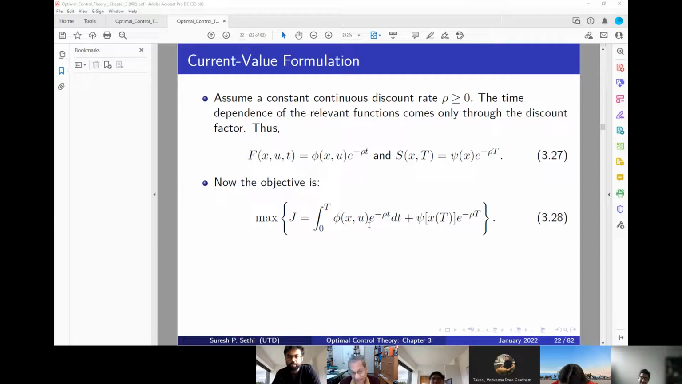Okay, phi of x, u times e to the minus rho t, plus psi of x(T) times e to the minus rho capital T. So that's our new objective function. And for this objective function, which is somewhat simpler, we can use the formulation in chapter 2 and the one we just derived. It's not a problem. But there is another formulation which is slightly easier to implement. It is more or less the same, but it has slightly better notational aspects to it. So let's just do that.